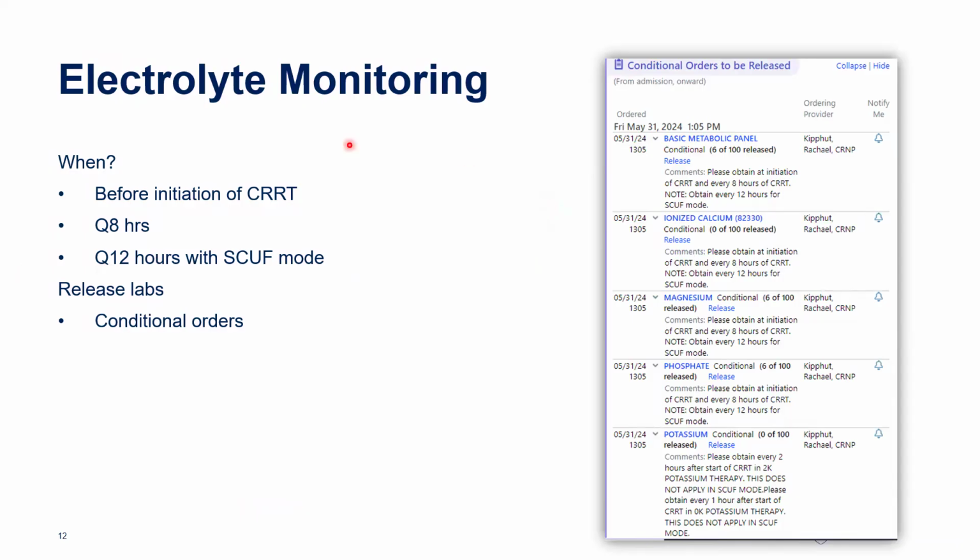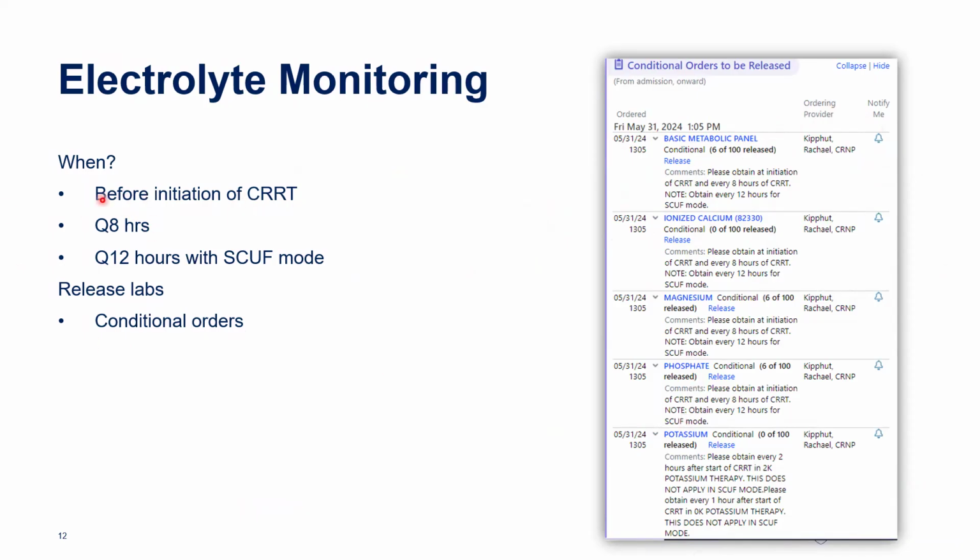So, electrolyte monitoring. One of the things I really like about Epic is the conditional lab orders if you want to really monitor electrolytes. And there's actually details in all the comments as to how often to get a BMP. Now, this CRNP is actually part of the renal group. So these orders are coming directly from renal.